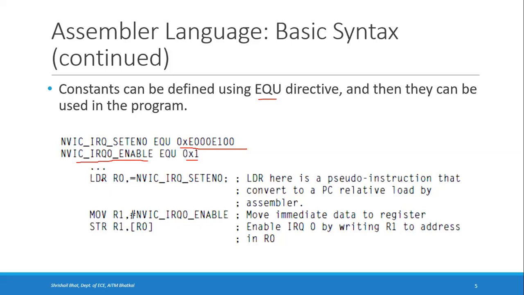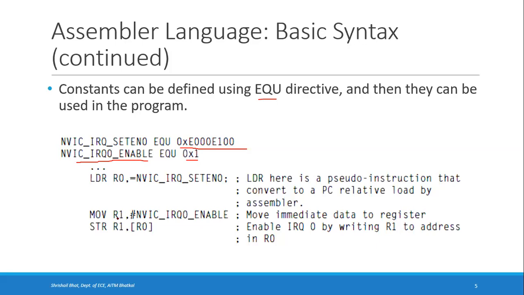For example, here you have defined it first: NVIC IRQ set exception number EQU, this one. So instead of using this number every time in the program, we can use this name. So LDR R0, equals this particular thing. LDR means you are going to load the register with the particular value. It's a pseudo instruction that is converted to a PC relative load by the assembler. So wherever this particular thing is, its address will be copied into R0.